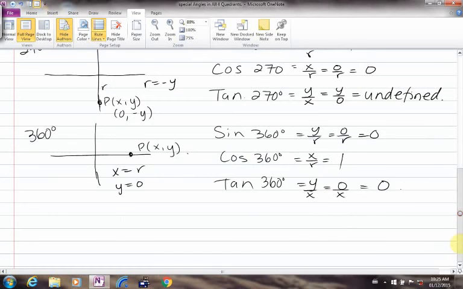All right. So those are the quadrantial angles. I wouldn't expect you to memorize them. I would expect you to understand them so that you could generate them at any given time. But you do need to know them.